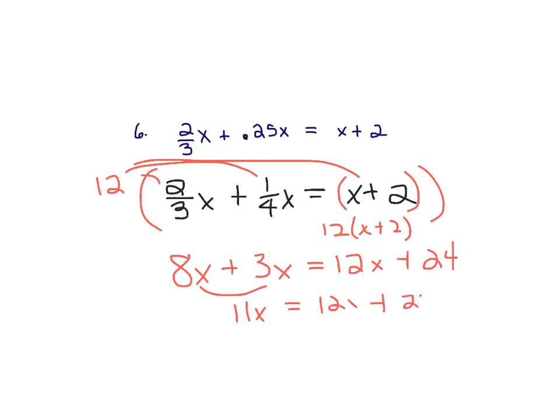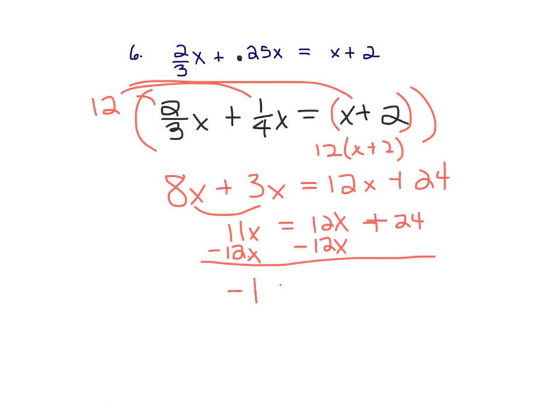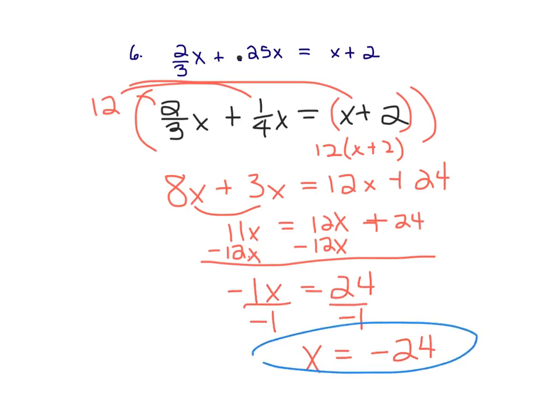12x plus 24, and now I can move the 12x over, and I get -1x equals 24. Divide by -1, and x equals -24. Remember, you can never have a negative variable, so that's why I needed to divide by -1.